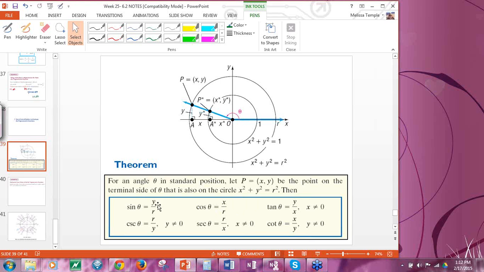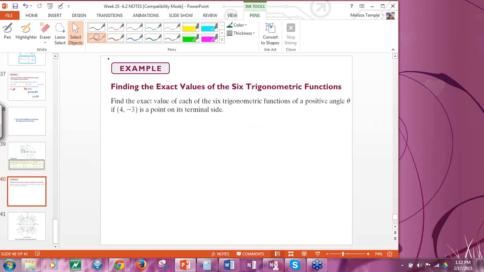But since in all of our examples so far, we're looking at the unit circle, which has a radius of 1, we were able to ignore the r, the radius. So let's see what happens when I look at an example where I don't have a radius of 1. It says find the exact value of each of the 6 trigonometric functions of a positive angle theta if (4, -3) is a point on its terminal side. I'm just going to plot it so I have a visual. (4, -3) is this point right here.